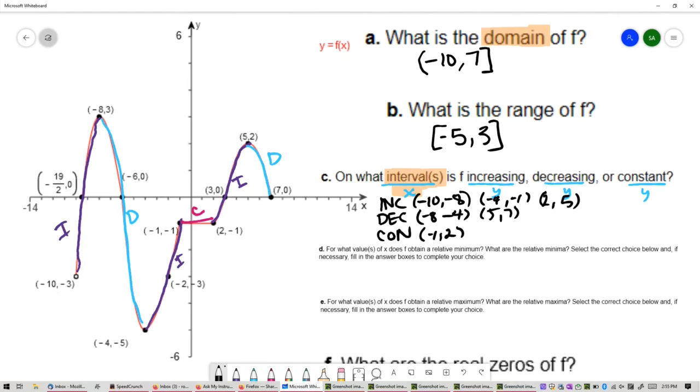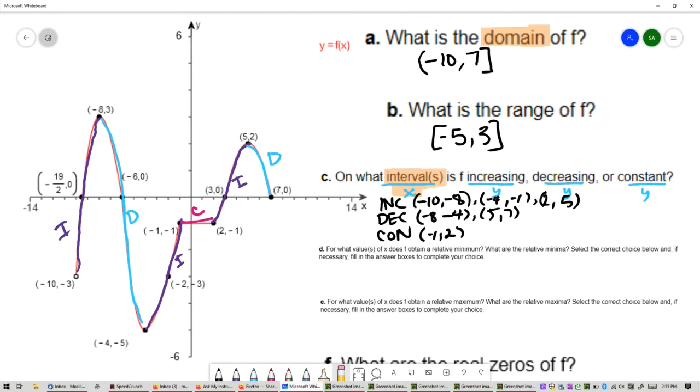Some sources will put the union symbol between these sets, and some sources will put commas between. I believe in my math lab they use commas between, but you'll want to make sure that you pay attention to the blue writing next to the blank, and it'll say whether to separate the intervals by commas or by some other means. So there we have the increasing, decreasing, and constant.